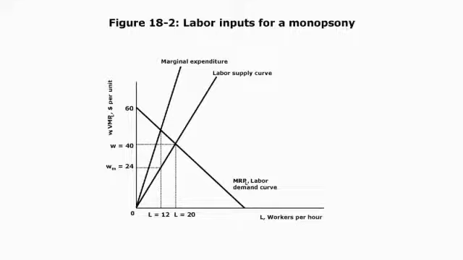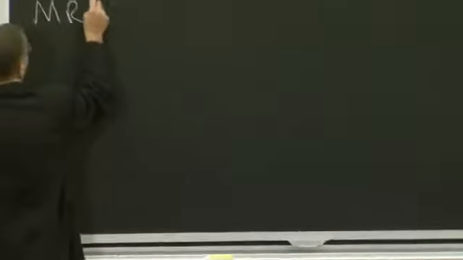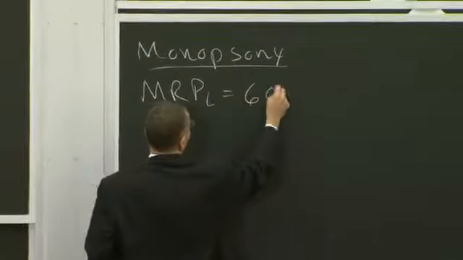MRPL, and some labor supply curve. And now labor supply is upward sloping. So this is not a perfectly competitive labor market now. Okay? This is labor supply is now upward sloping. So the demand curve for labor, we're going to say, is 60 minus L. So in our example, the marginal revenue product of labor is going to be 60 minus L.